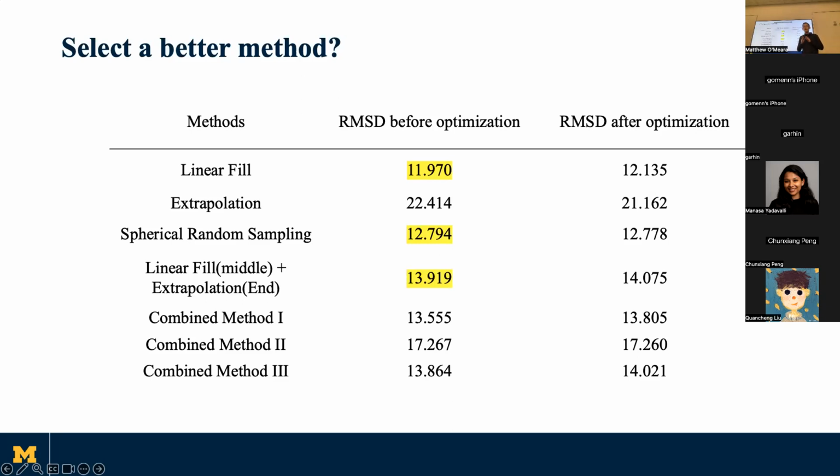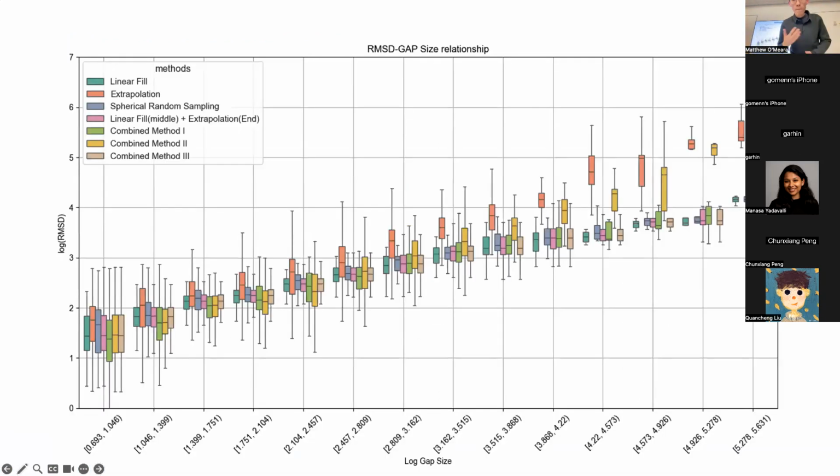Because if the gap length is relatively large and the residue is relatively small, linear field will perform better and spherical random sampling will perform worse. But for the contrary cases, spherical random actually performs better. So we need to find out the relationship between the generating methods and the gap length or the gap size. So I made a big figure about it.